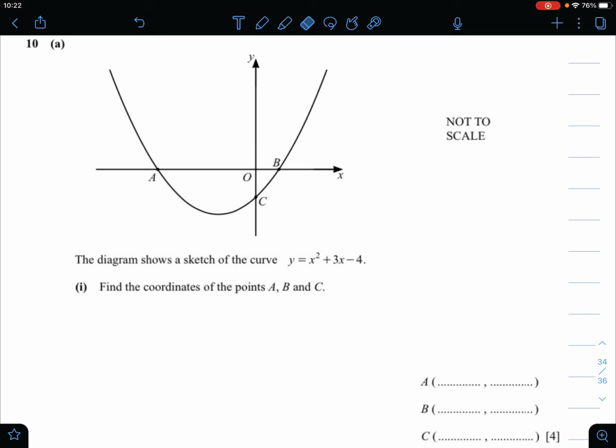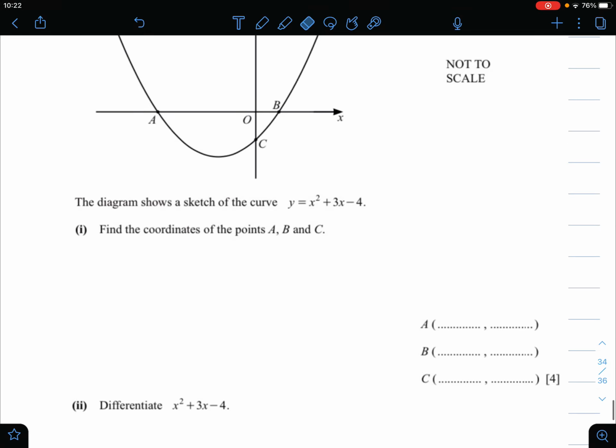So the diagram shows a sketch of a curve with the following equation. We have to find the coordinates of A, B and C. Okay, so we know that A, B and C lie on either of the axes, so we already know one of the coordinates of each of the points. For C, we know the x coordinate, that is 0. And for A and B, we know the y coordinate, that is 0. So now all we need to do is substitute these coordinates into the equation and we'll find the respective coordinate for each of the points.